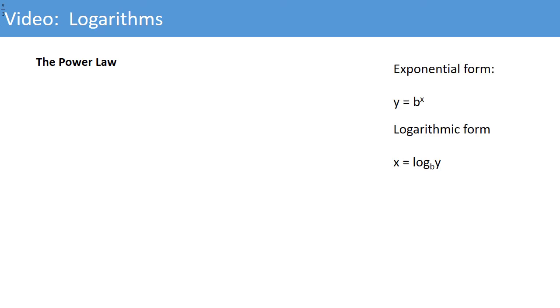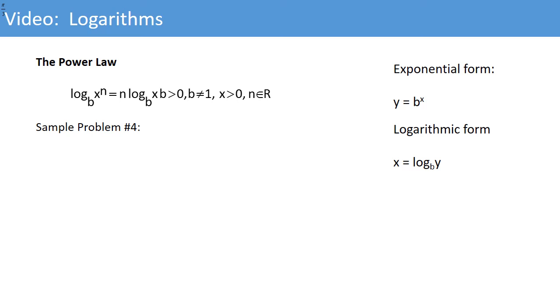The power law. The power law is written: the logarithm of x to the exponent n to the base b is equal to n times the logarithm of x to the base b. b has to be greater than 0, it cannot be equal to 1, and x must also be greater than 0, and they all can be real numbers. This looks confusing, but let's break it down.